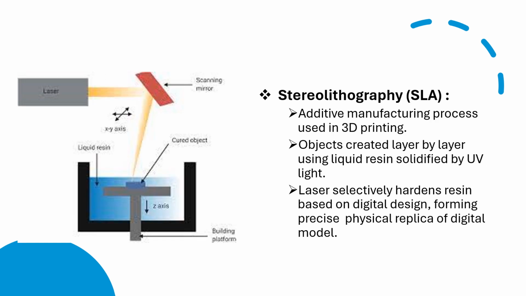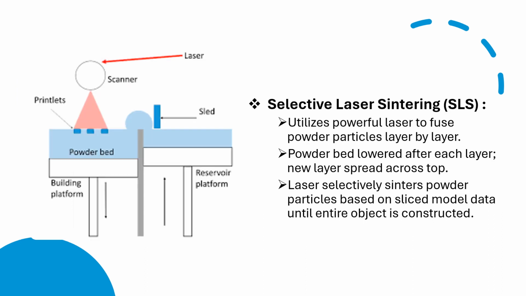Stereolithography, SLA. SLA is an additive manufacturing process where objects are created layer by layer using liquid resin solidified by UV light. A laser selectively hardens the resin based on the digital design, resulting in precise physical replicas.